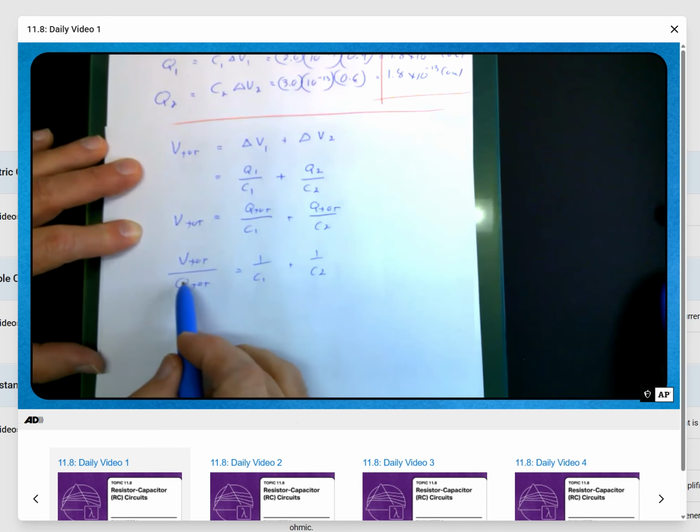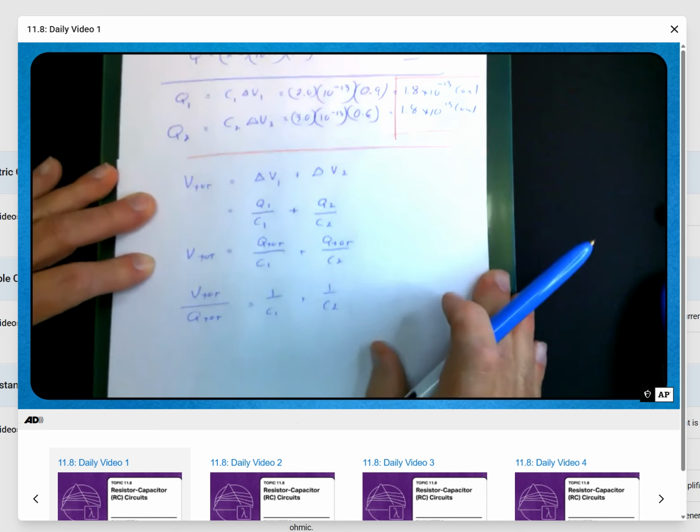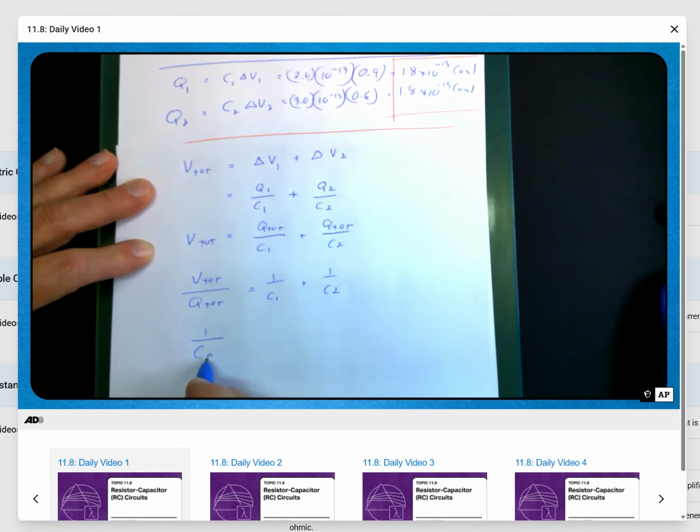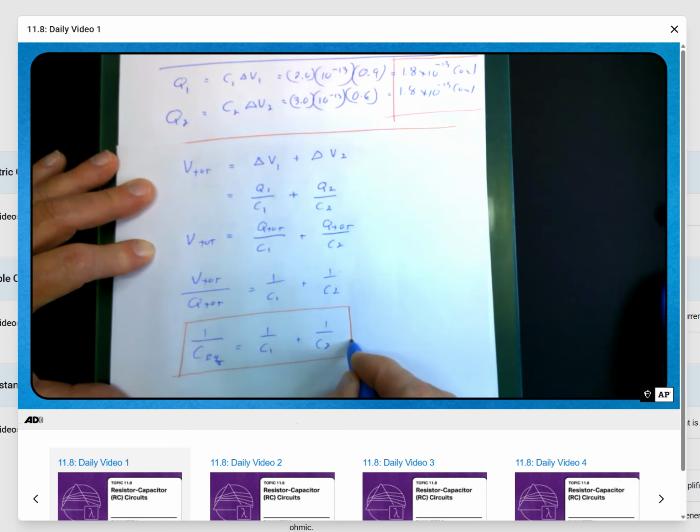And this is really just the equivalent capacitance of the entire circuit. So we're going to write that as 1 over C equivalent is equal to 1 over C1 plus 1 over C2. The way you add capacitors when they're in your circuit in series is this math. It's interesting to note that the way you add capacitors in series looks very much mathematically like the way you add resistors in parallel.